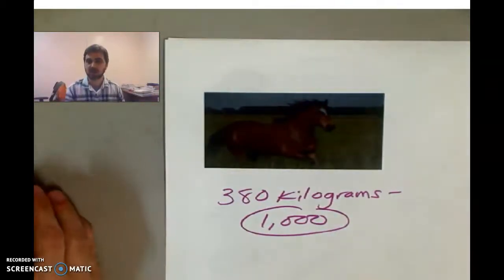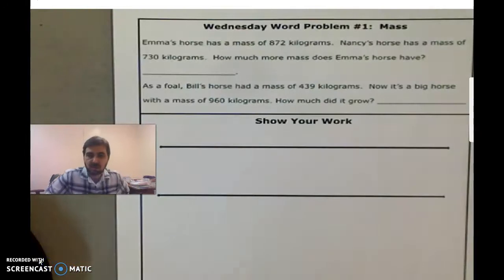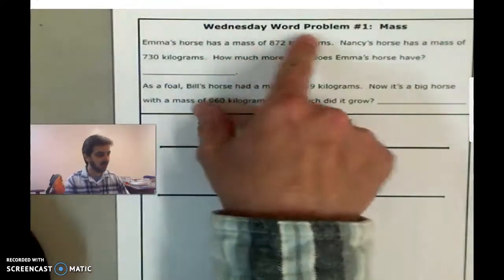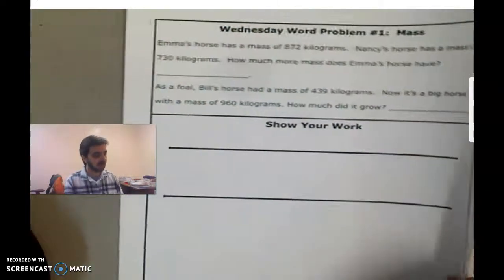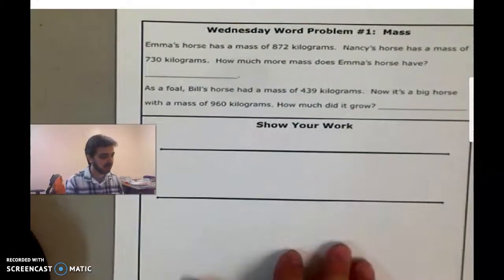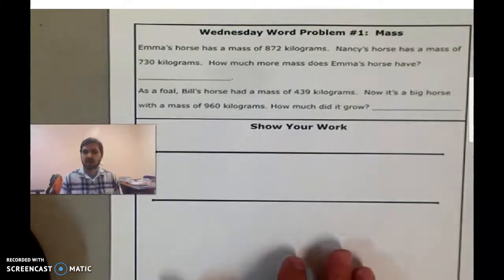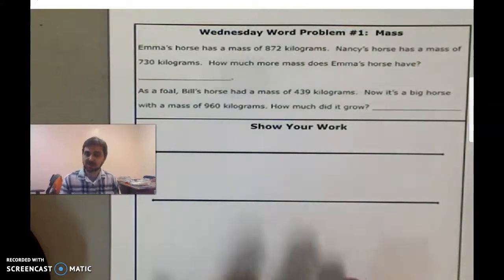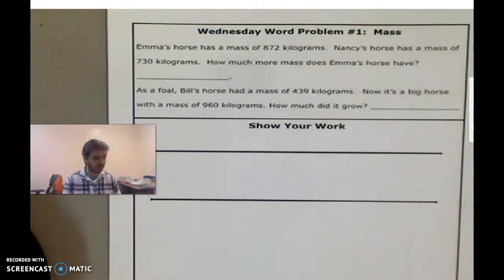All right, so let's get to our word problem. All right, boys and girls, let's take out your word problems for today. It says Wednesday word problem number 1 and Wednesday word problem number 2. And there'll be a few more practice problems to subtract, and you are good to go with me for the week.